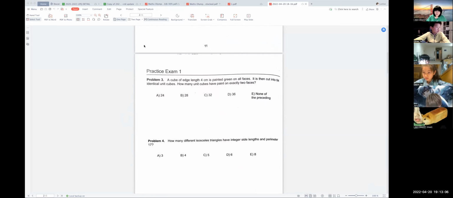Just do that. Okay, problem 3. A cube of edge length 4 centimeters is painted green on all faces. It is then cut into 64 identical unit cubes. How many unit cubes have paint on exactly 2 faces?